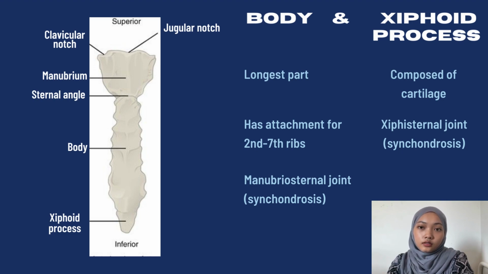The sternal angle is the junction between the manubrium and the body of the sternum. They are connected by the manubriosternal joint, which is a synchondrosis type of joint. Lastly is the xiphoid process, which is composed of cartilage. It will ossify by the age of 40. It has attachment only with the body of the sternum by xiphisternal joint, and it is a type of synchondrosis joint and also attached with abdominal muscles and diaphragm.